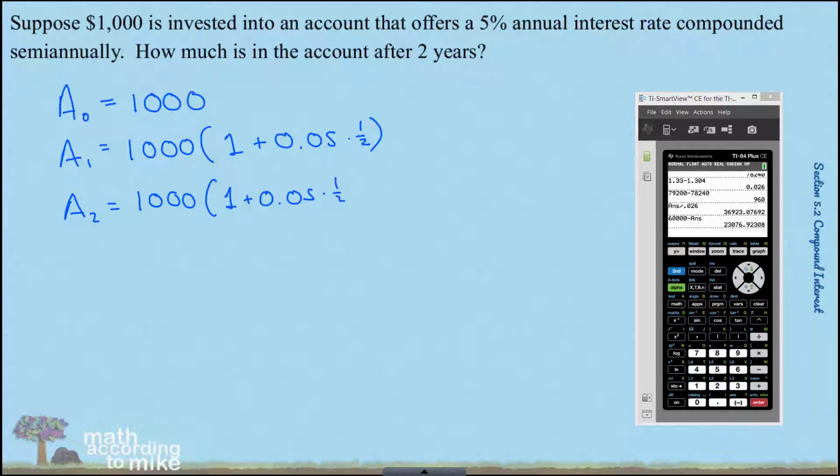But then once the 12th month hits, then it earns interest at the same rate and for the same amount of time. So notice we are multiplying 1 plus 0.05 times 1/2 twice. Well, in mathematics, when you're writing something twice as a product, you notice you can just put a square on it. So whatever that number is, not important. That now becomes the new principal for the next term.